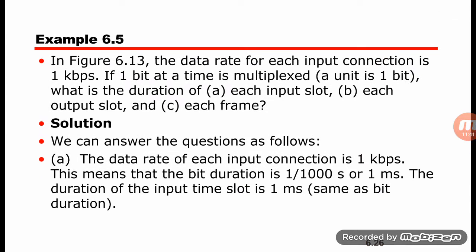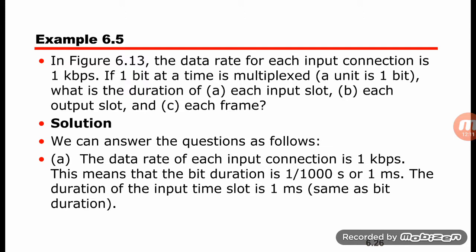Okay, let's go through some problems. I'll come back to this. Figure 6.30, the previous one, is talking about this figure. The data rate for each input connection is 1 kilobits per second. If 1 bit at a time is multiplexed, that is you are taking 1 bit from one user, 1 bit from the second, 1 bit from the third, you are taking 1 bit at a time. You can also take 2 bits. What is the duration of each input slot, each output slot, and each frame?